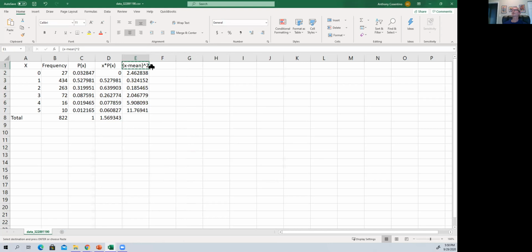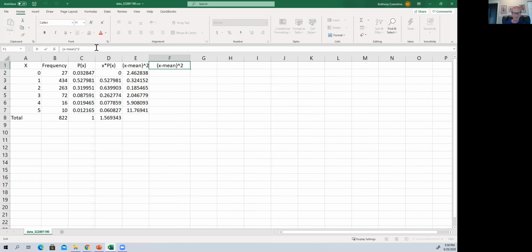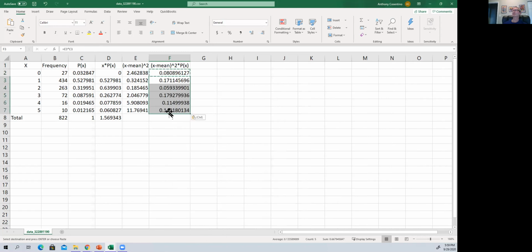Next step is you copy this, and you could do this in one cell if you like. If you do it by hand, it's usually easier to do two, because then you want to multiply this by the probability function. So in this case, it would be equals that cell there times the probability, which would be C2 there. And there's your number. And then you copy and paste it. And so if we add all this up, that would be our variance.